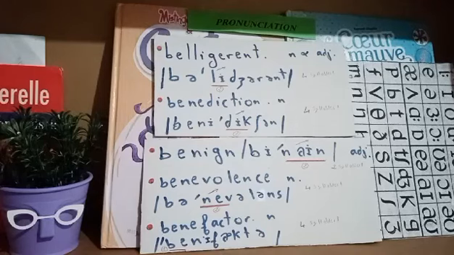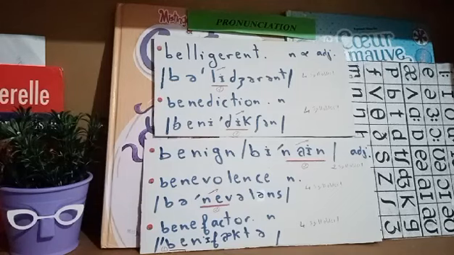The second word is benediction. It's also a four-syllable noun. Benediction. Four syllables. But here, the third syllable, di, with short e, that's the stressed syllable. We say benediction. I repeat, benediction. Belligerent. Benediction.